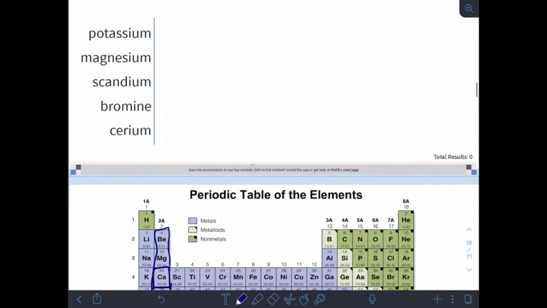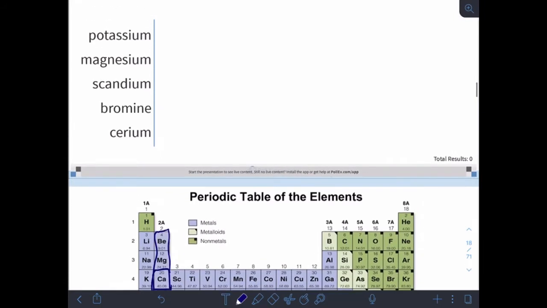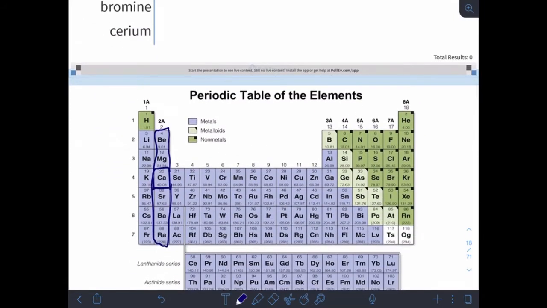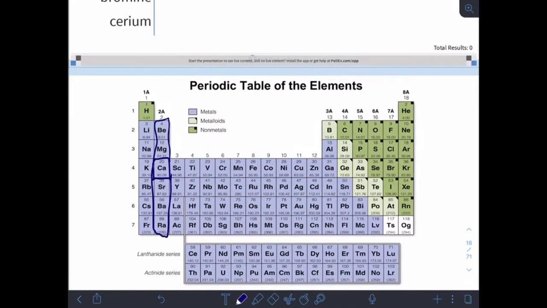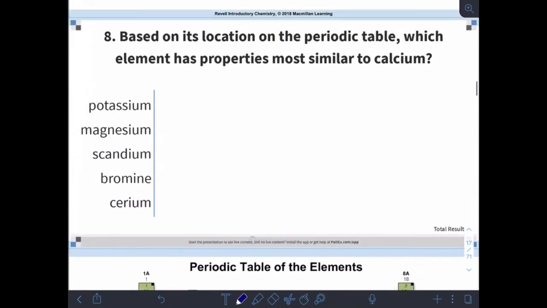So potassium is in the first column, magnesium is in the same column as calcium, scandium, Sc, let's see, where does Sc live? Oh, Sc is in column 3. Bromine is over on the far side of the table, element 35. And cerium, Ce, let's see, where does it live? Oh, cerium's way down here in the lanthanides. So we're going to pick magnesium because it's in the same column, the same group as calcium.